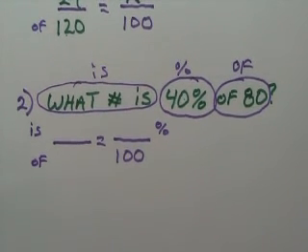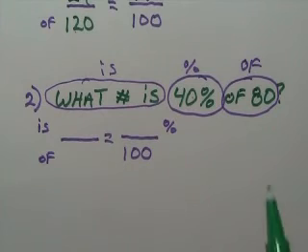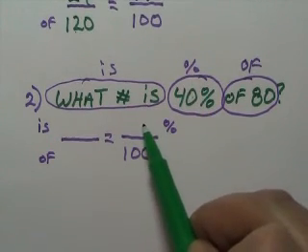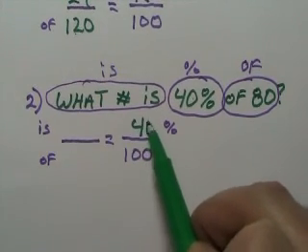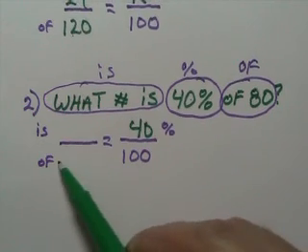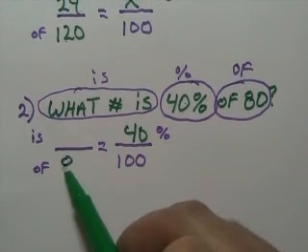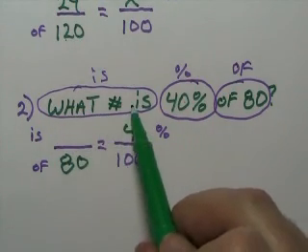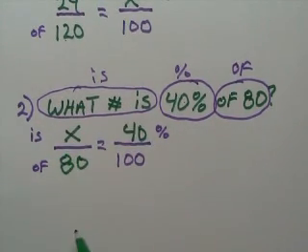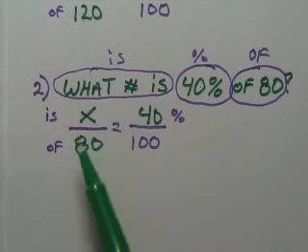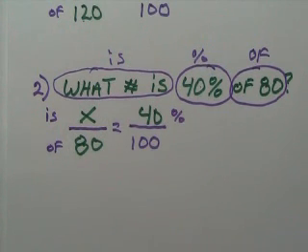Okay, let's put those in the places they belong. So let's see. I know the percent number is 40. Percent goes up here, so I will put 40 right there. The of number is 80. The of goes down here. I will put 80. And you know what? I don't know the is. The question is, what number is? I don't know. That's what I need to solve. Okay, so we just set up, we'll solve it in a few minutes. Let's go on to number 3, the third type of problem.